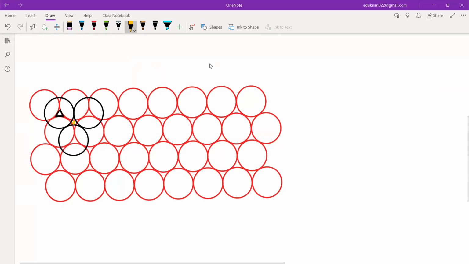So here we have this yellow one. This yellow void is an octahedral void. I hope all of you can see that, right? Yes or no? First of all, tell me that. If yes, then okay. No problem.